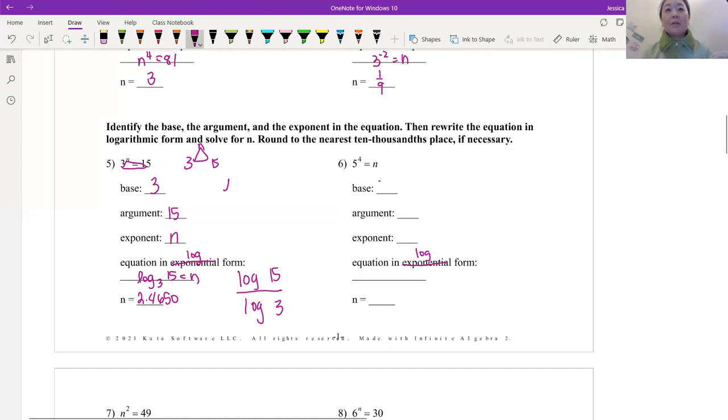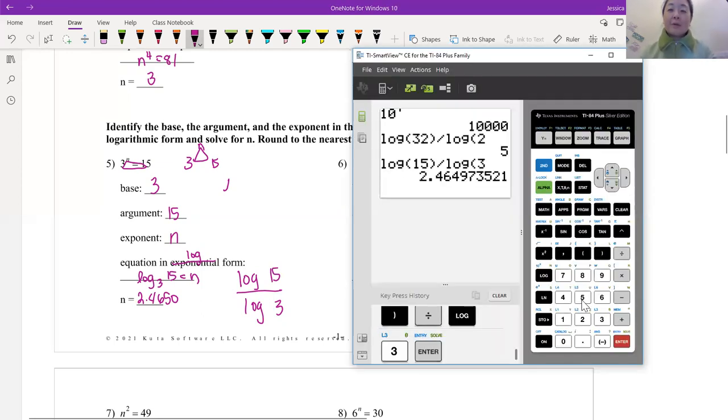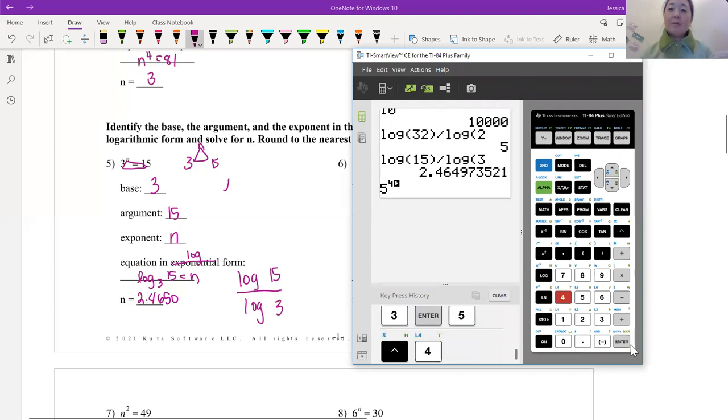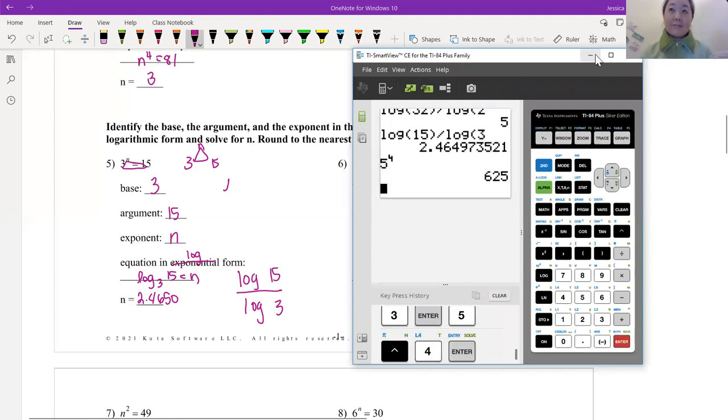All right, so again, right here, base is 5, argument is n, exponent is 4. We're going to write this in log form. So that's going to be log, what's my base? Base 5 of the argument n is equal to 4. Now I'm not going to solve it through the log form because that's not helpful. But in exponential form, that's super helpful. It's 5 to the 4th power. What in the world is that? So we go just 5 to the 4th power, which is going to be 625.